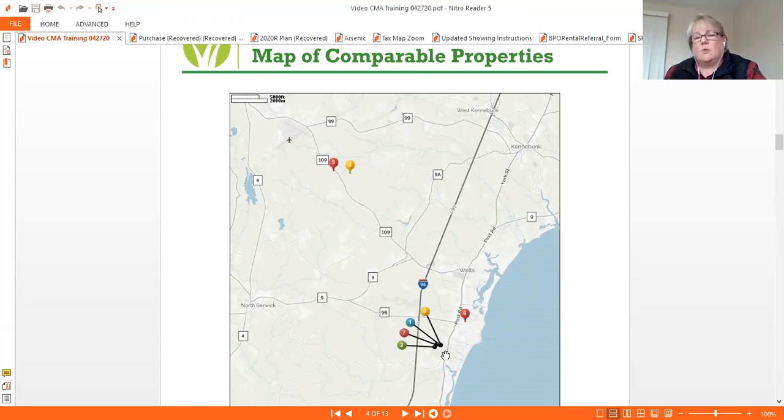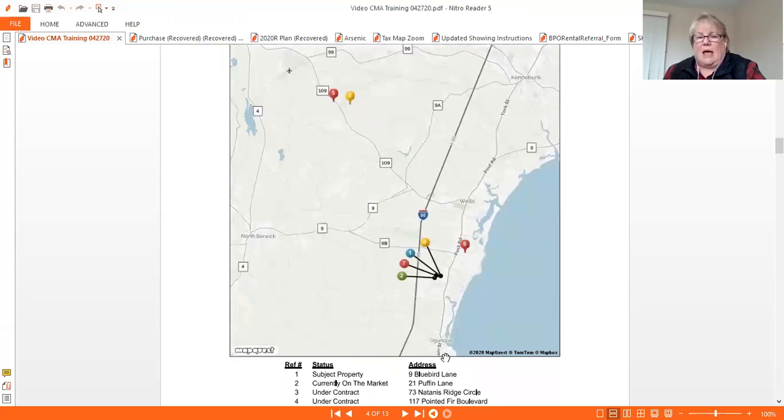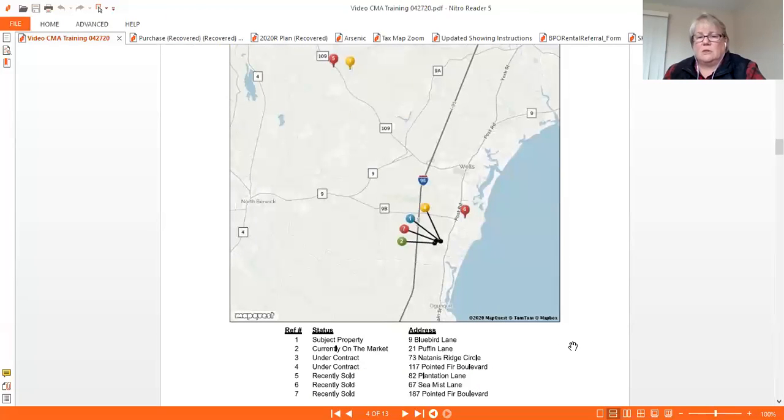And so we did feel like we needed to include those, although when we did take a look at those, because of your proximity to the water, there's a little adjustment that we like to do, an upward adjustment, because we realize that they're a little bit further back. Okay. And now you start to see some of the addresses of the homes that we used.